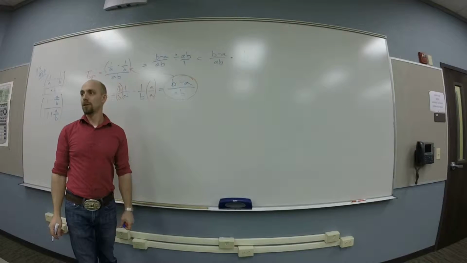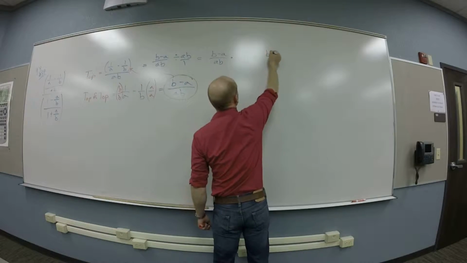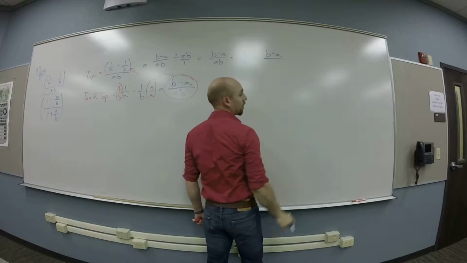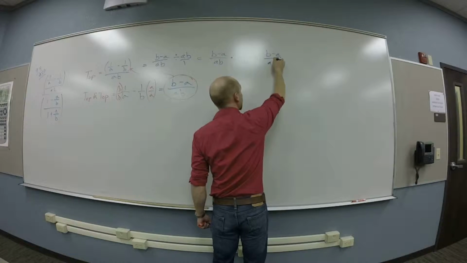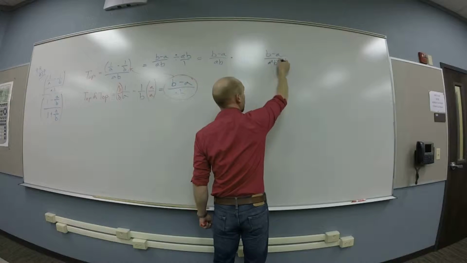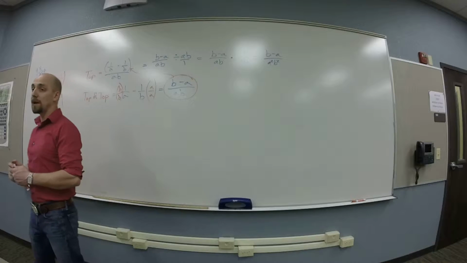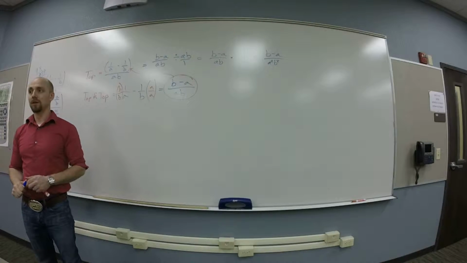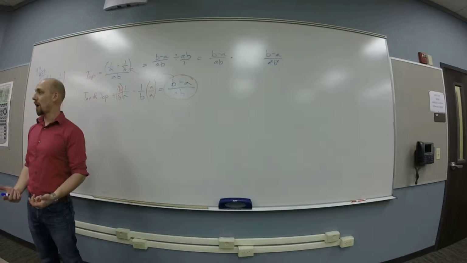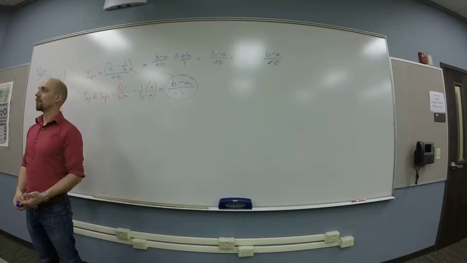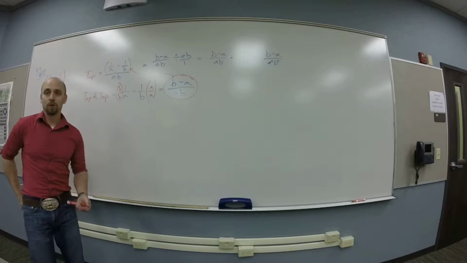That's cool. Okay, so what do I get? B minus A over A squared B squared, or AB all squared, or something like that. Or AB is also fine. Cool? Neat. I'm done with the top. Now that I'm done with the top, what do I move on to? The bottom. Yeah, the bottom. Okay.